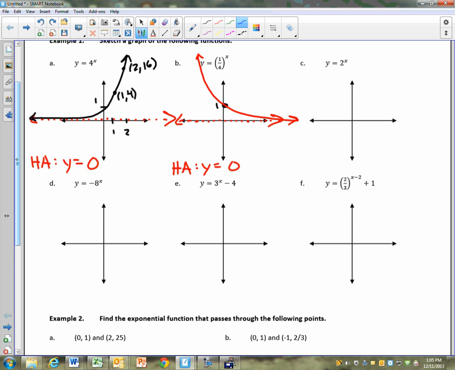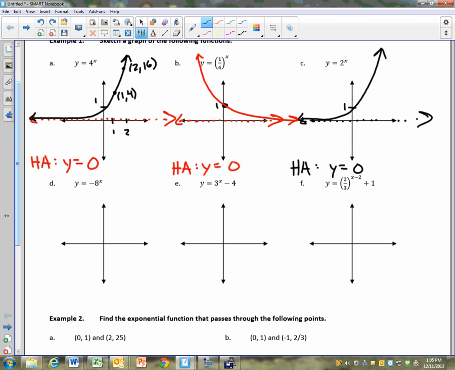y equals 2^x. Is it going to look like the A or B? It's going to look like A. And we have a horizontal asymptote. That's still y equals 0. Nothing has changed there. Passes through 1 on the y-axis. Starts down. Finishes up. Because you have the 2. If you had a 1/2, it would start up and finish down.